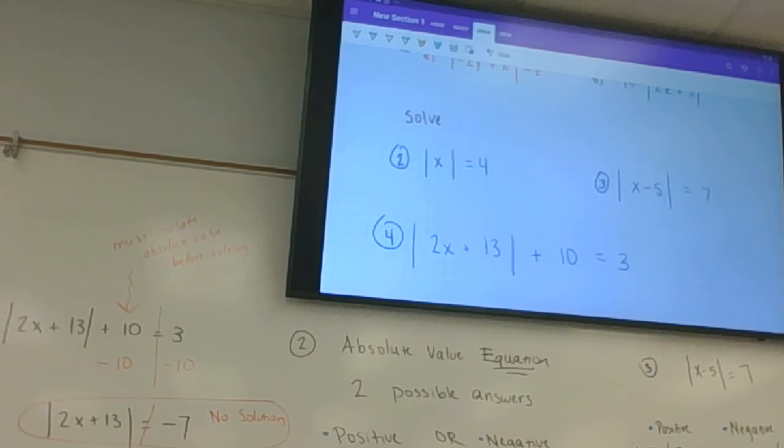Every absolute value equation has 2 solutions. No, like both of them, what's going on?